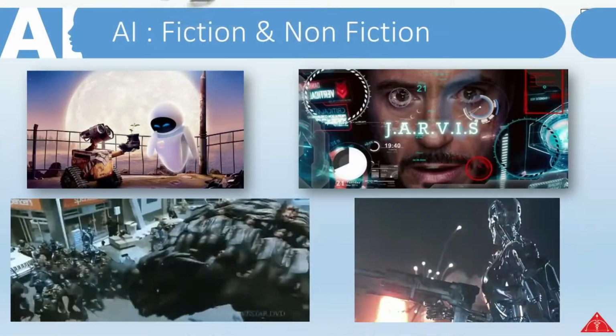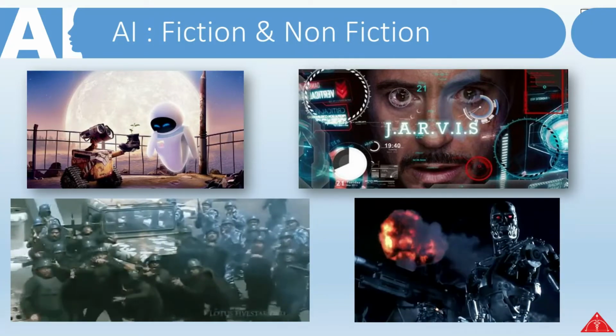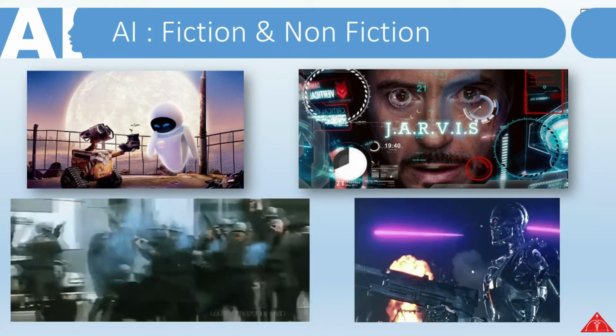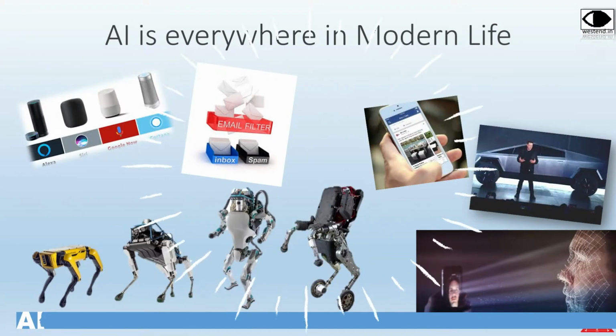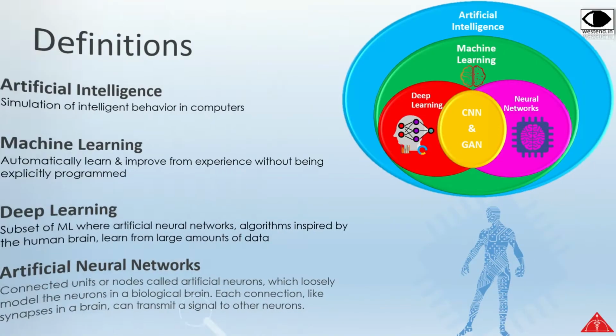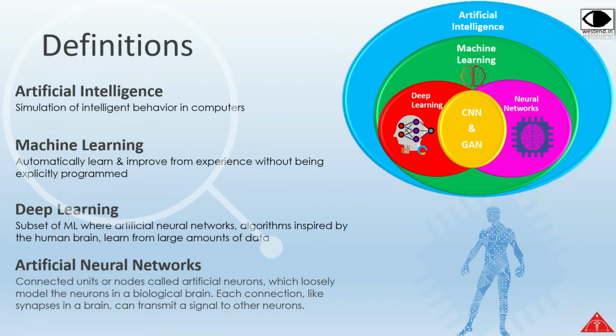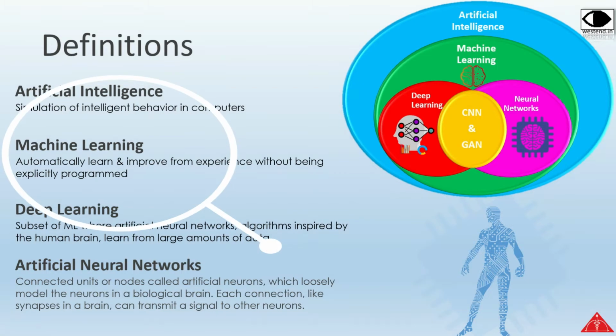In movies, artificial intelligence is depicted as powerful, good, or evil. But is this fact or fiction? AI is everywhere in modern life. Let us look at the definitions of artificial intelligence. It is a simulation of intelligent behavior in computers, and machine learning is where it automatically learns and improves from experience without being explicitly programmed.